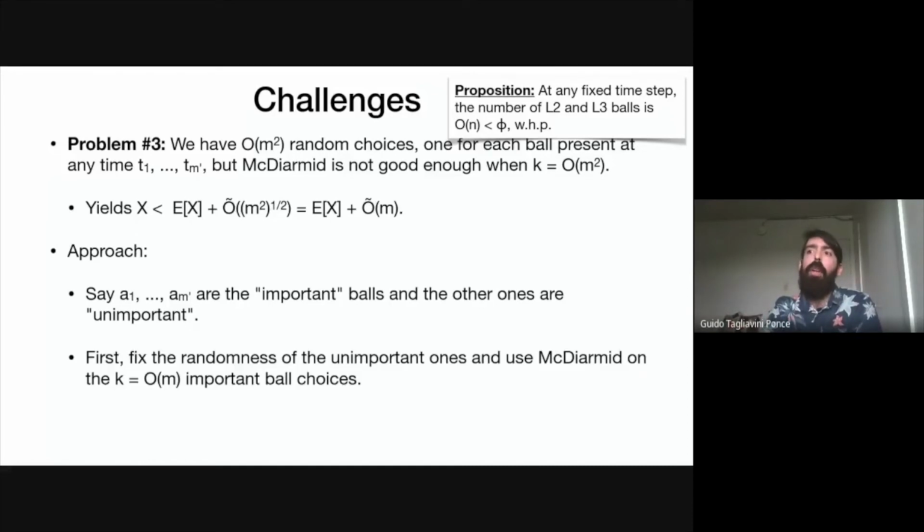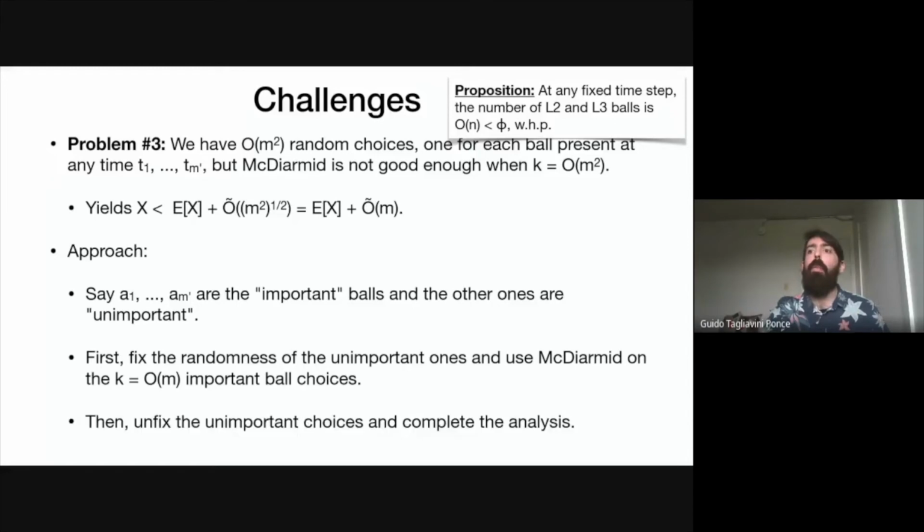First, we're going to fix the randomness of all unimportant balls, and we're only going to use McDiarmid on the randomness of these O of m important balls. When you use McDiarmid's with that k, the bound you get is the expectation plus square root of m, and that is going to be good enough for our purposes.